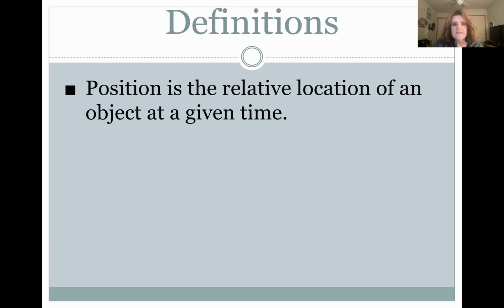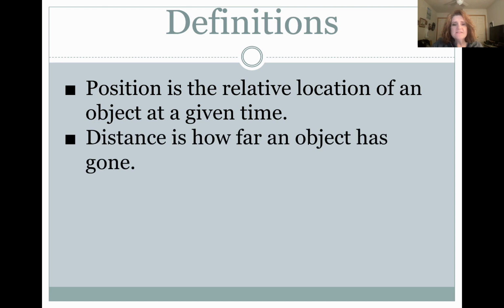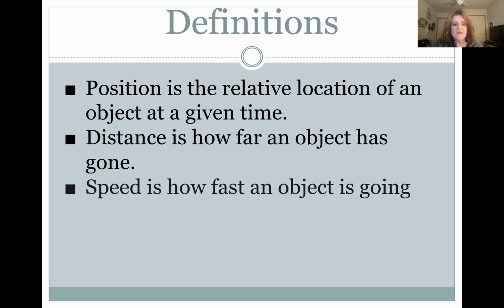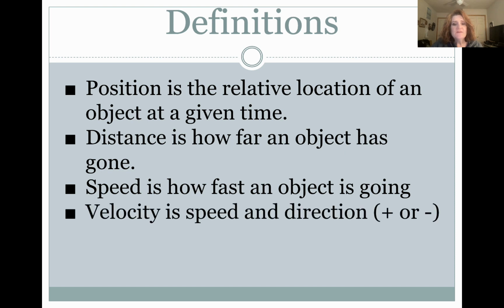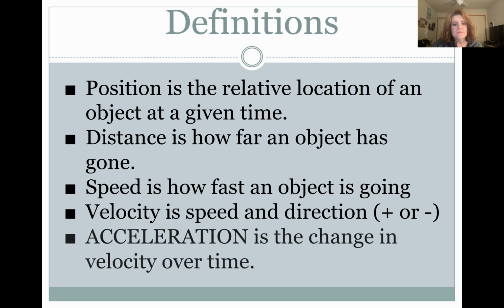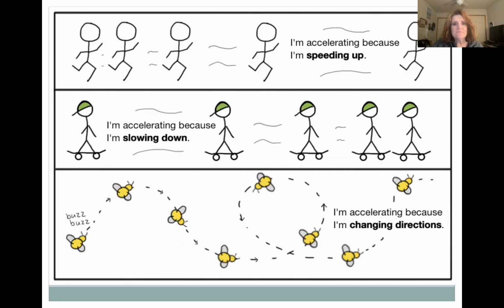Let's start with some definitions. Position, remember, is the relative location of an object at any given time. Distance is how far an object has gone. Speed is how fast an object is going. Velocity is that speed and direction included. And acceleration now is a change in velocity over time.